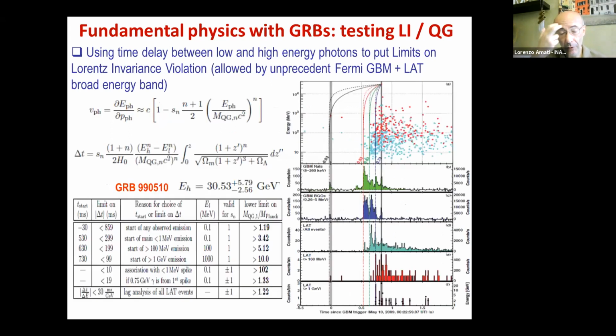This was done, for instance, in the case of this very bright short gamma ray burst. Of course, here you can see in this table the limits on the quantum gravity mass with respect to the Planck mass that have been derived from these studies on gamma ray bursts.